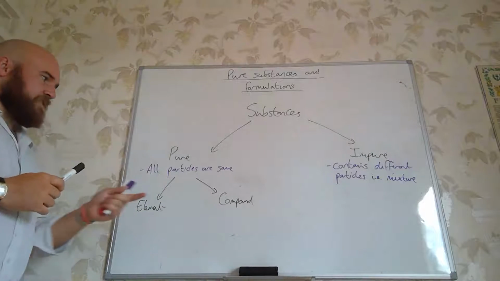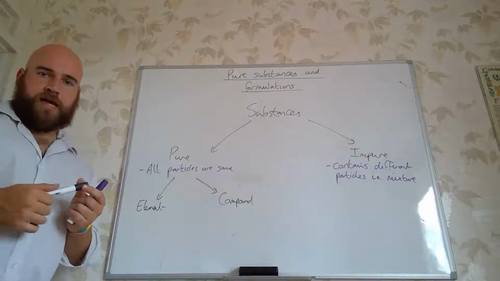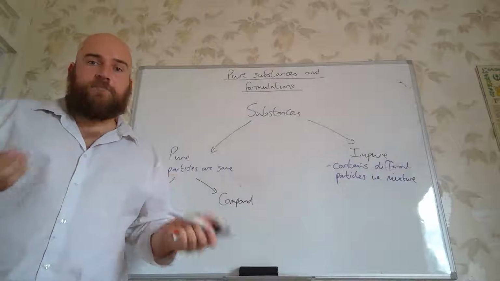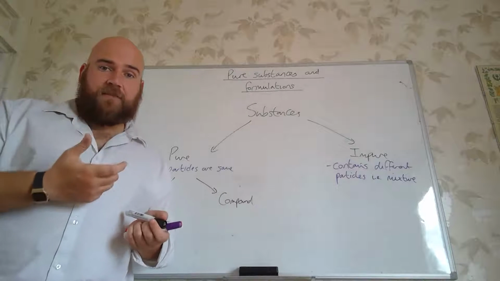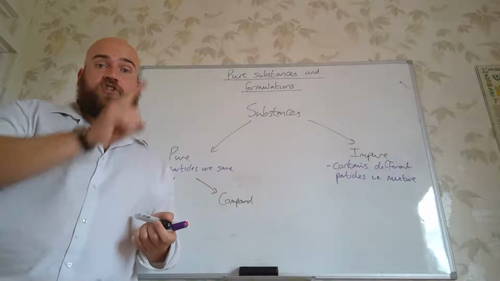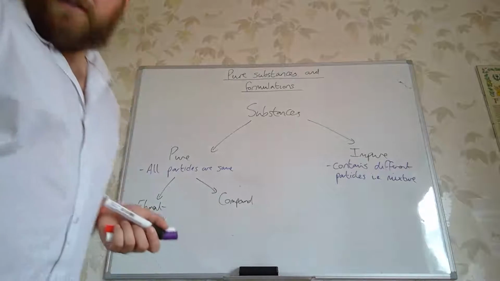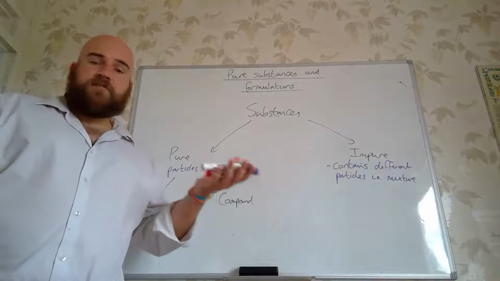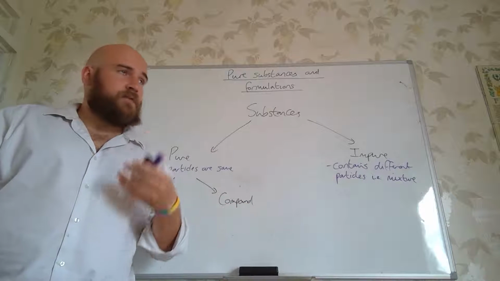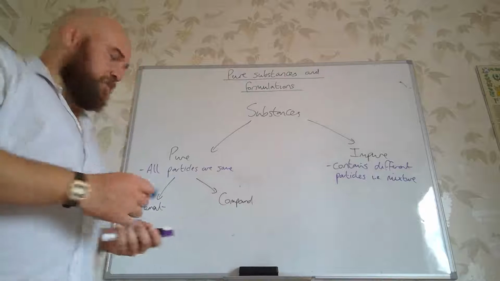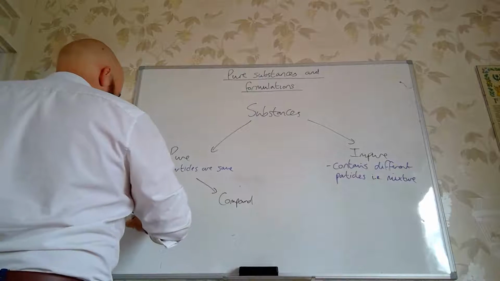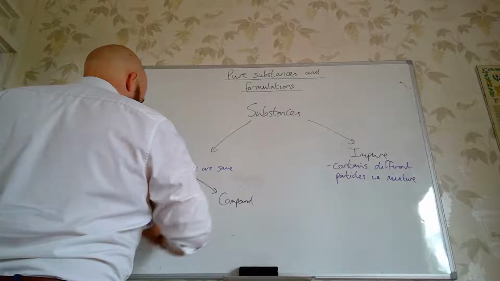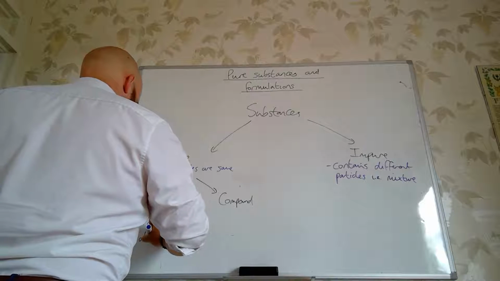So let's just look at the difference between elements. If we had a pure element versus a pure compound. So if we had a pure element, how many different atoms would there be in that particular element? Well, all elements are made of just one type of atom. So if I had a bar of gold, it would contain gold atoms. If I had a sample of carbon, it would just contain carbon atoms. A sample of tungsten, it would just have tungsten atoms. So elements are made of one type of atom only.